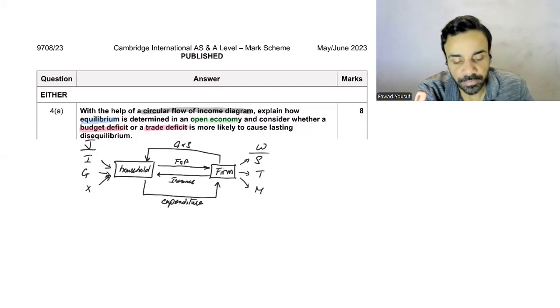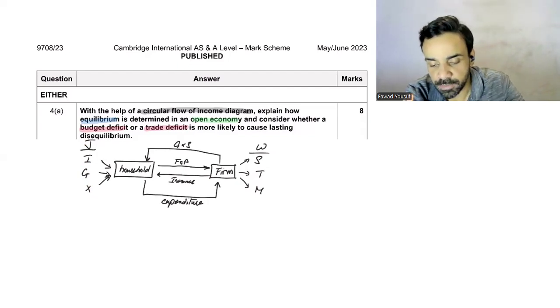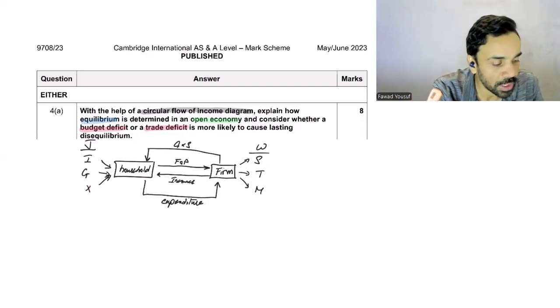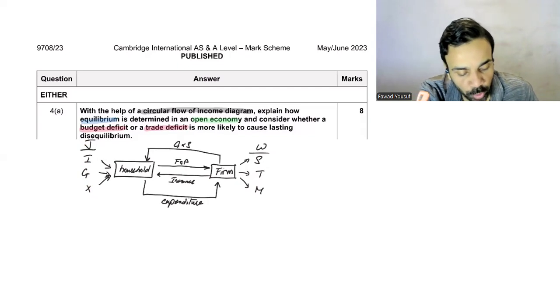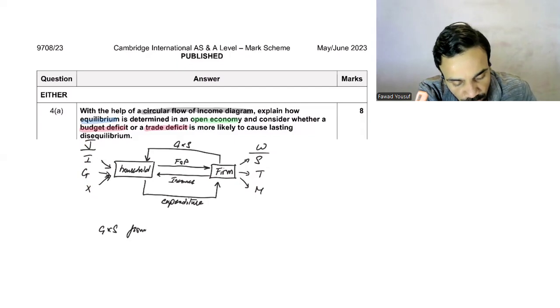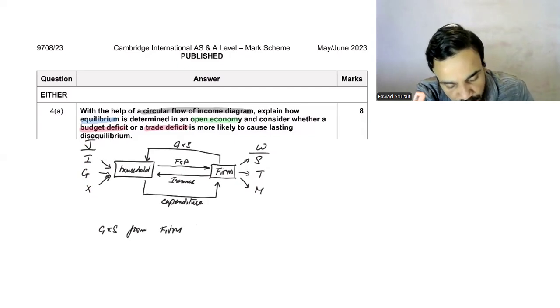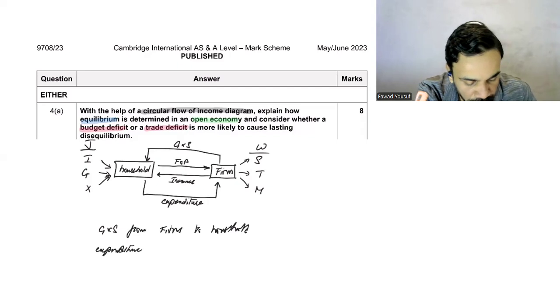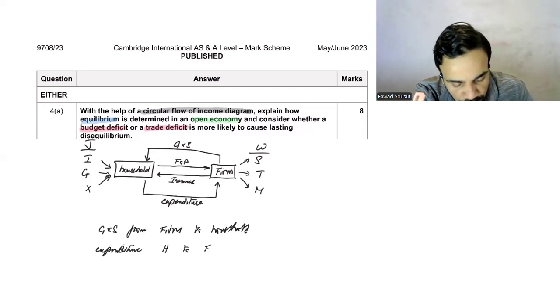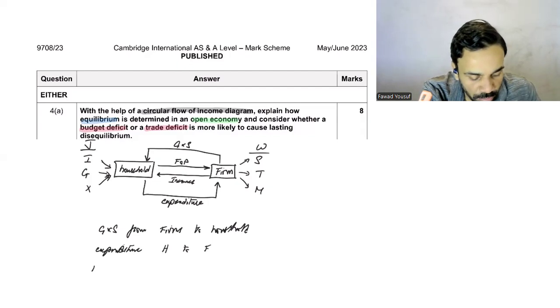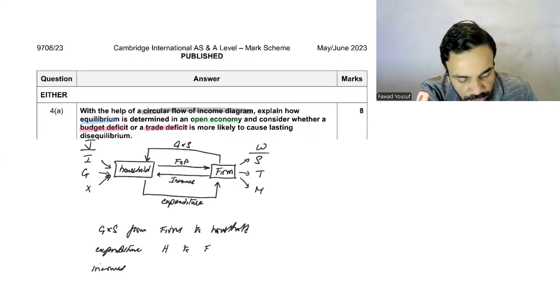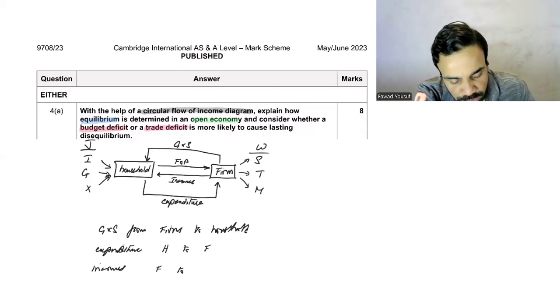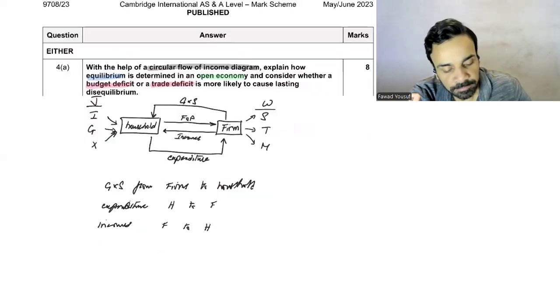Briefly, I think it's a smart idea that we should mention in the whole thing how goods and services are moving from firms to households, and how expenditure is moving from households to the firms, and how incomes for the factors of production are moving from firms to the household.